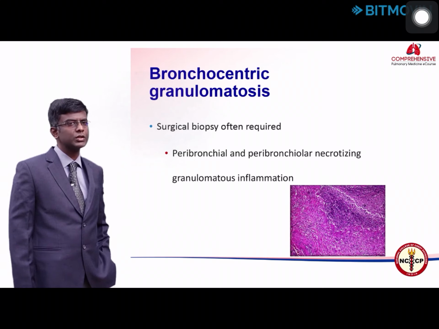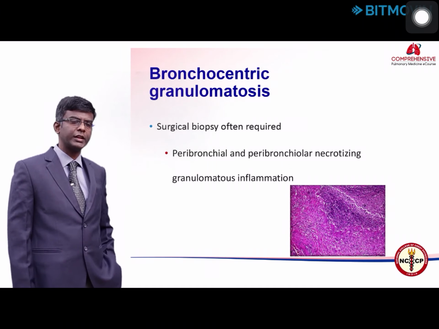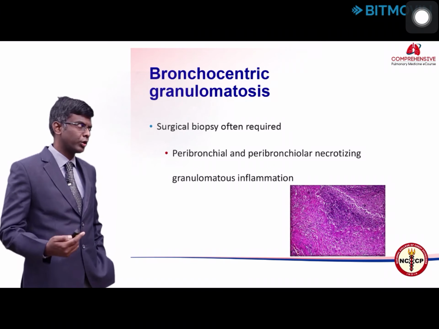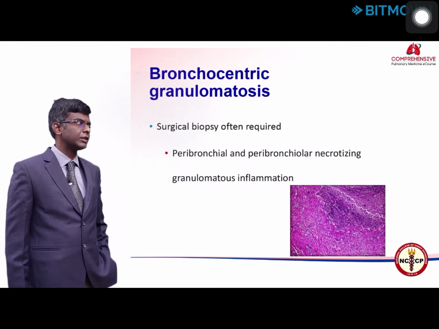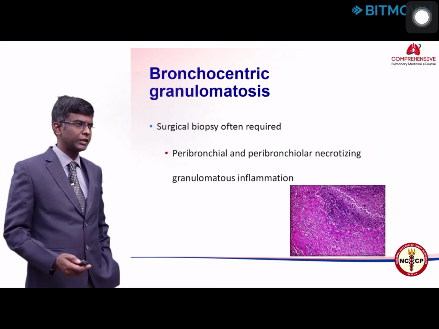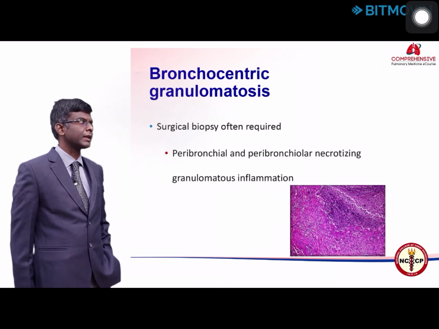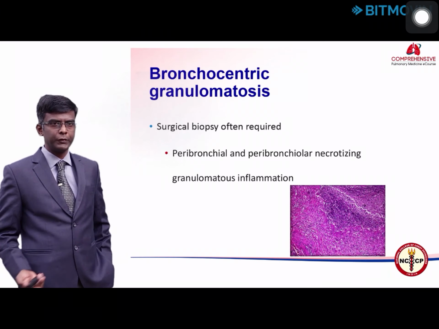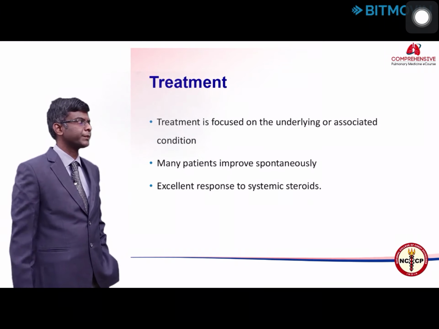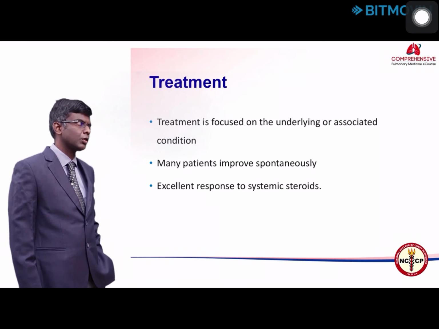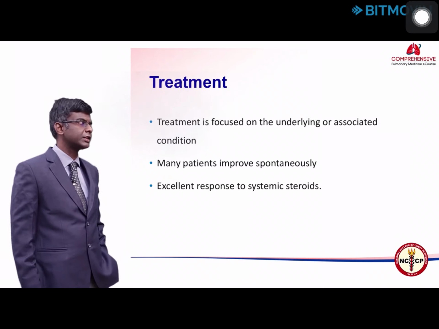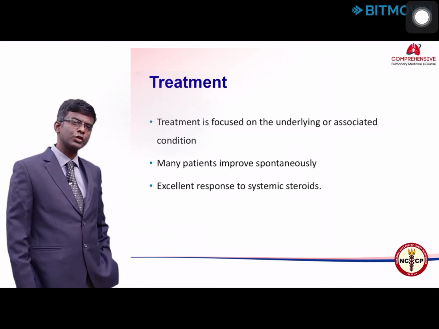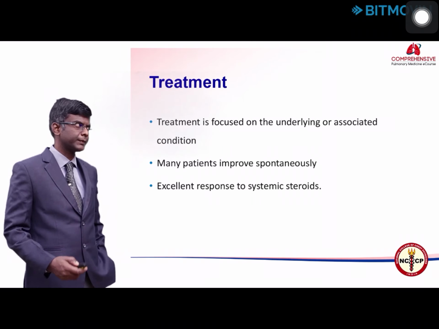Surgical biopsy is often required to make a confident diagnosis, and it shows peribronchial and peribronchiolar necrotizing eosinophilic granulomatous inflammation. The inflammation may be neutrophilic if they are of the older age group. Treatment is focused on the underlying or associated condition, and many patients improve spontaneously. The response to steroid is excellent.